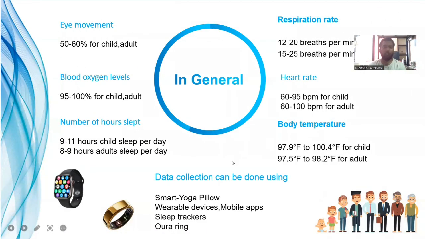In general, normal eye movement of adults and children is between 50 to 60%, and body oxygen level is between 95 to 100%. The number of hours of sleep is 9 to 11 for children and 8 to 9 for adults, and the respiration rate is 12 to 20 breaths per minute for children and 15 to 25 breaths for adults. Healthy heart rate is 60 to 95 BPM for children and 60 to 100 BPM for adults.